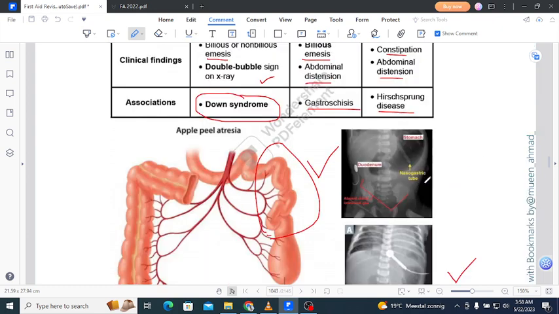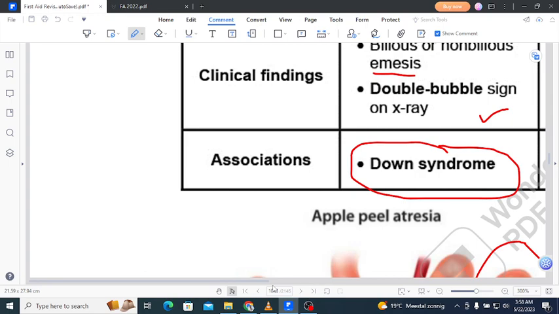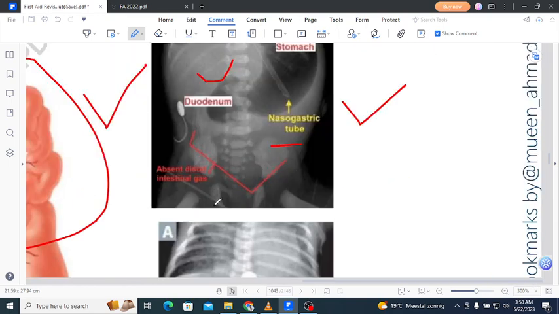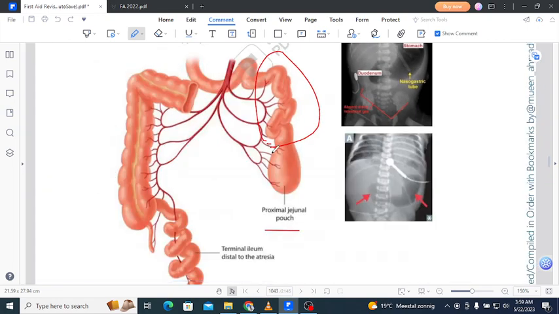This is the double bubble sign, and you can see a double bubble sign over here as well. So the nasogastric tube is inside the stomach. Then this is a stomach bubble, and there is a proximal duodenal bubble. If I zoom in, we can see what is written in red. They are saying that there is an absent distal intestinal gas. So there is gas in the stomach, gas in the proximal duodenum, and no gas anywhere else because of the atretic duodenum. This is the concept of the double bubble sign.